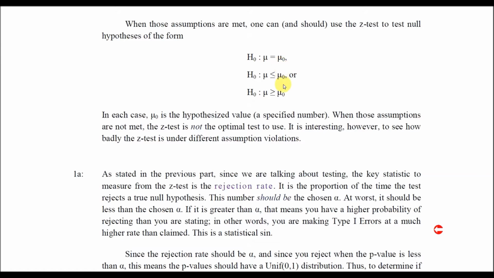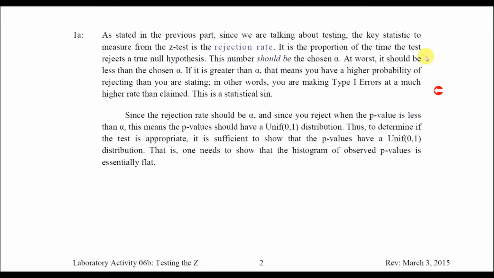We can also test null hypotheses of the form mu is less than or equal to mu naught. And we can test hypotheses of the form mu is greater than or equal to mu naught. And again, mu naught is a specified or hypothesized value. Mu is the population parameter that we're asking about, the mean.